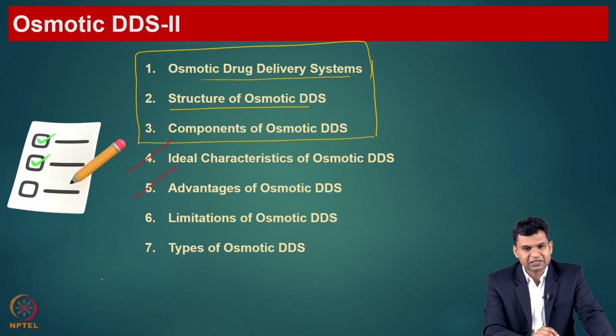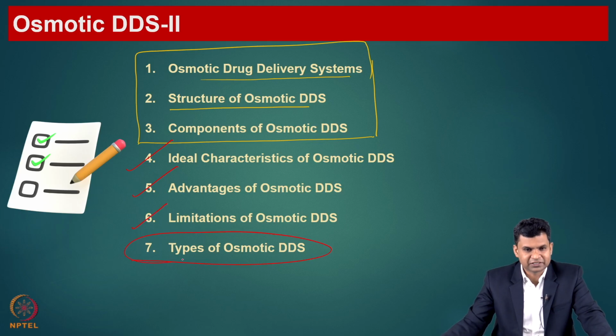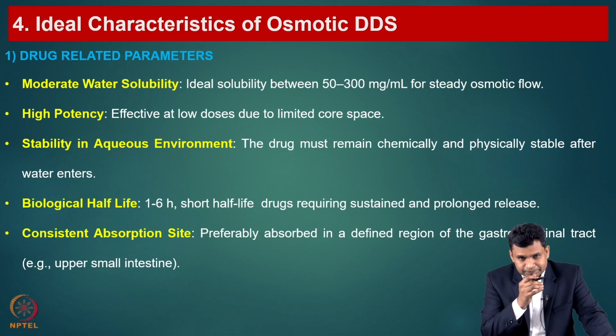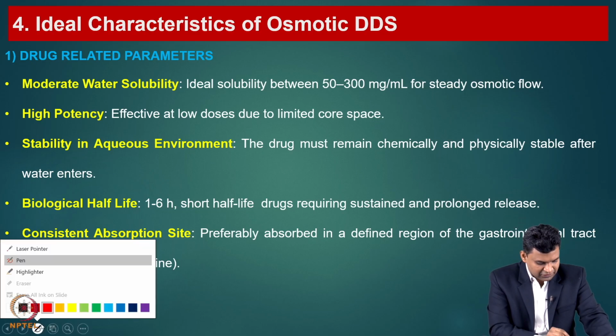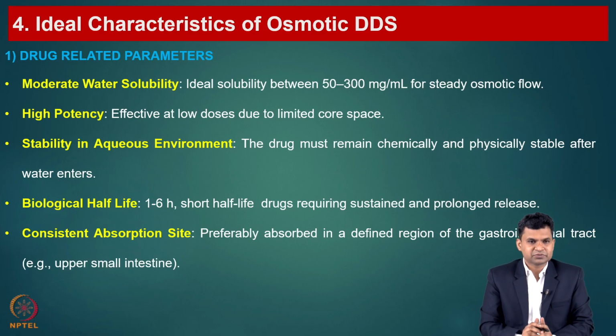Then we will discuss the advantages of osmotic drug delivery system compared with other types of implants, and then limitations, and last we will discuss the types of osmotic drug delivery systems. So far we discussed the components. Now we are going to discuss the ideal characteristics of osmotic drug delivery systems.